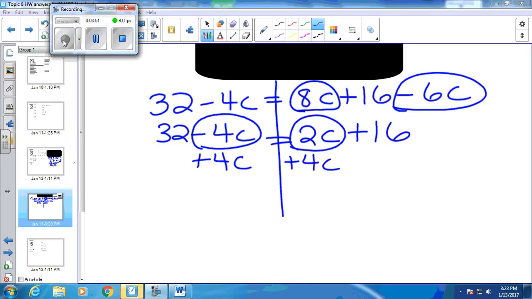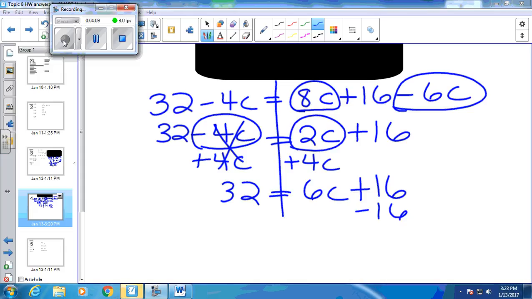I can only add the 4c to the other term that has the c with it as well. So that leaves 32 equals 2c plus 4c, which gives me 6c. I also haven't done anything with that positive 16. Now it's just a normal 2-step equation. I'm going to subtract 16, and then I will have 16 equals 6c. I divide both sides by 6.